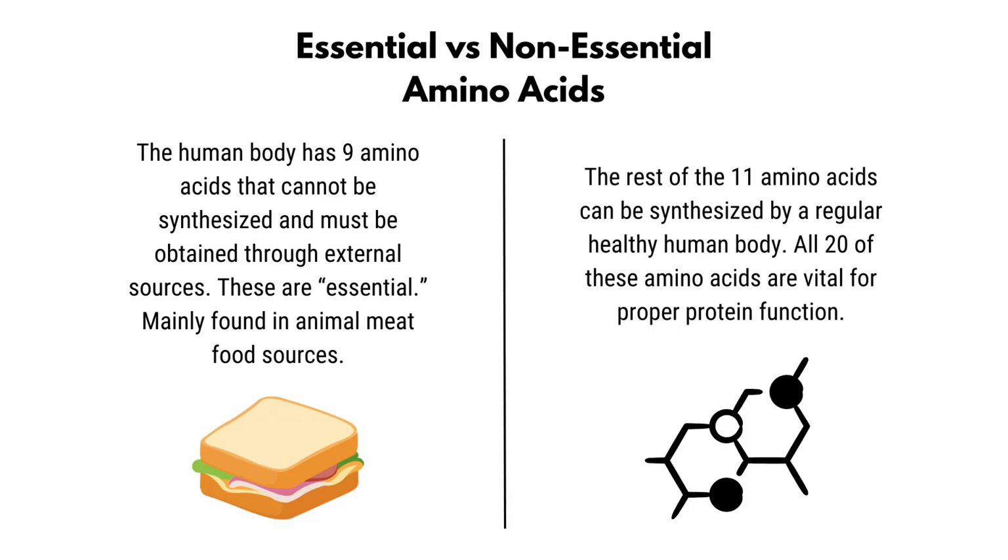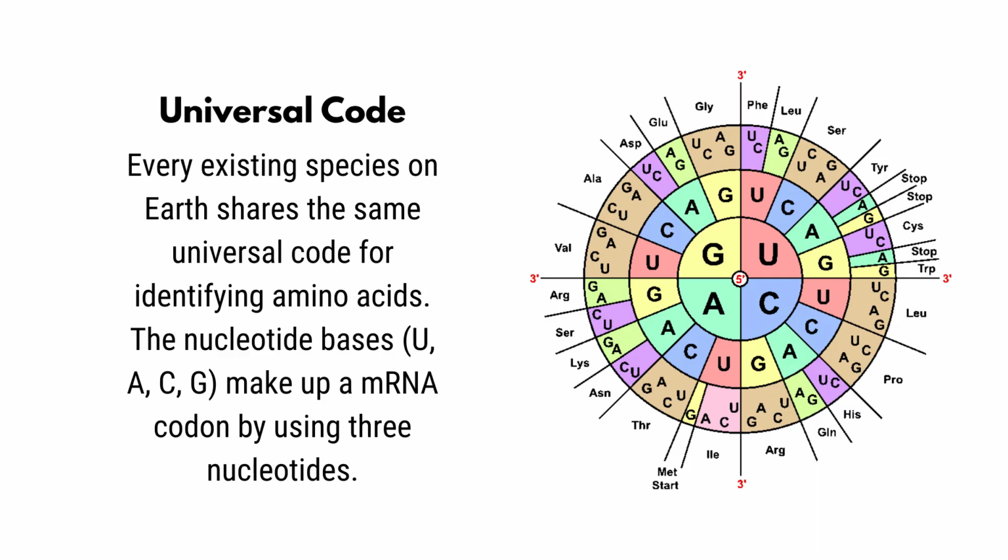regular human body. And nonetheless, again, all 20 of these amino acid types with the R groups are vital for any proper protein function, but the IB won't ask you to memorize what these essential and non-essential ones are. You just need to know of their existence.